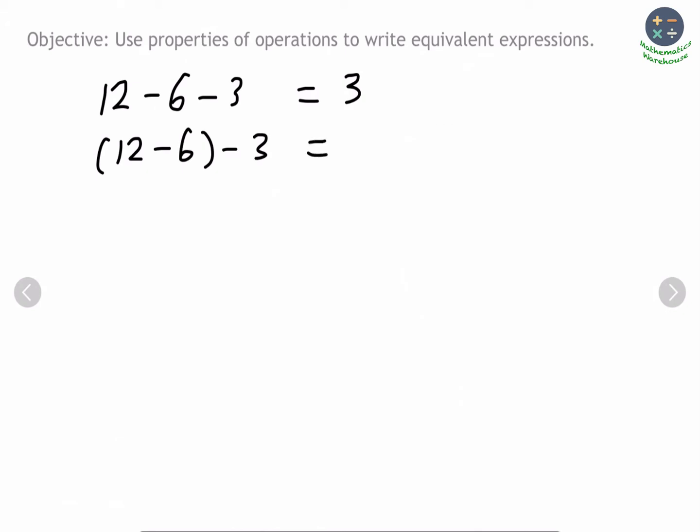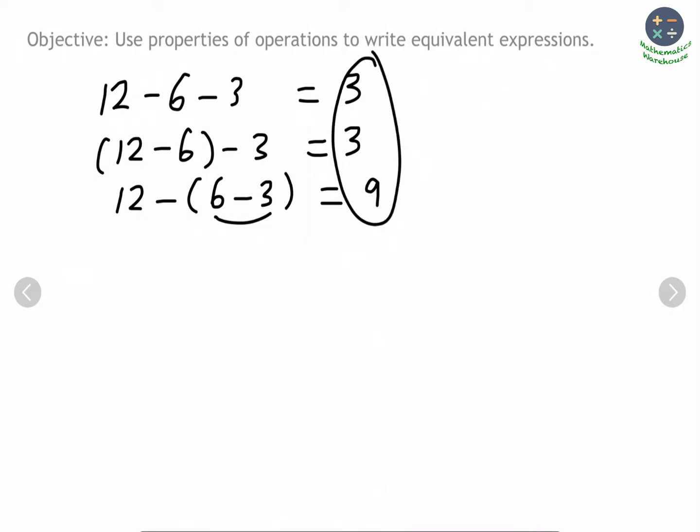If you have 12 minus 6 minus 3, equals what? As we know, 12 minus 6 equals 6, minus 3 equals 3. If you group it as (12 minus 6) minus 3, you would have the same: 12 minus 6 equals 6, minus 3 equals 3. But if you have 12 minus (6 minus 3), in this case, as we know, we have to use order of operations. We have a bracket, so 6 minus 3 equals 3. Now 12 minus 3 equals 9. So now they are not equal.